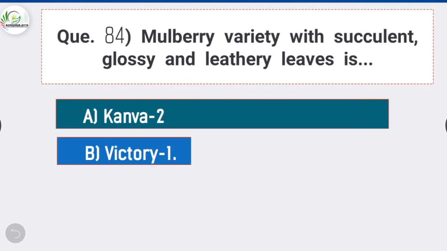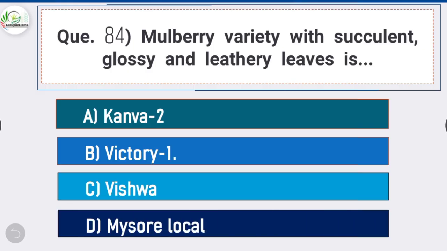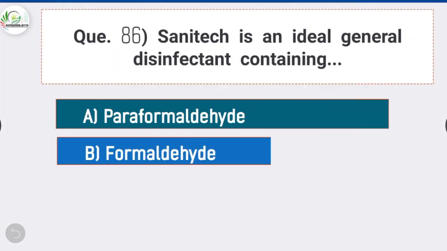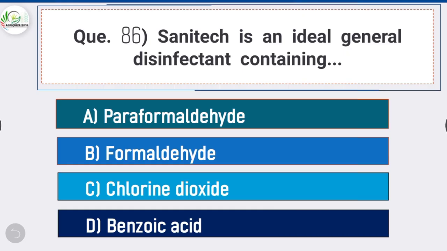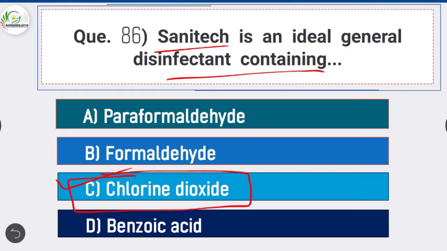Question number 84. Mulberry variety with succulent, glossy and leathery leaves is, and the correct answer is option B, Victory 1. Mulberry variety with succulent, glossy and leathery leaves is Victory 1. Question number 85. Sanitec is an ideal general disinfectant containing, and the correct answer is option C, chlorine dioxide. Sanitec is an ideal general disinfectant containing chlorine dioxide.